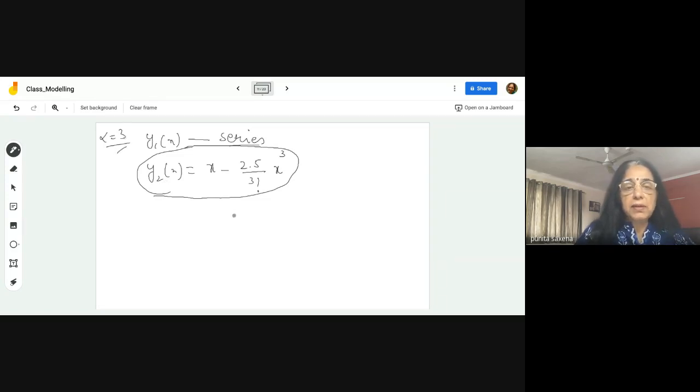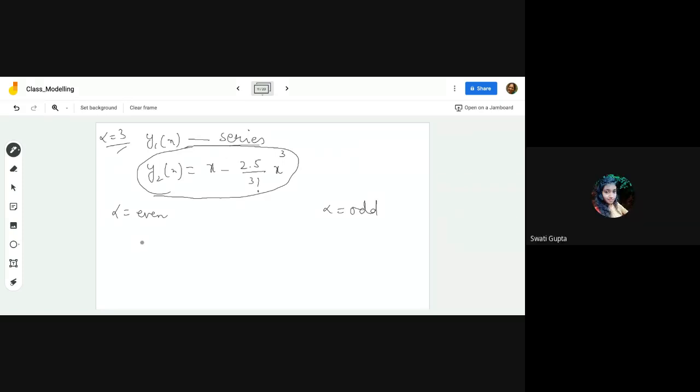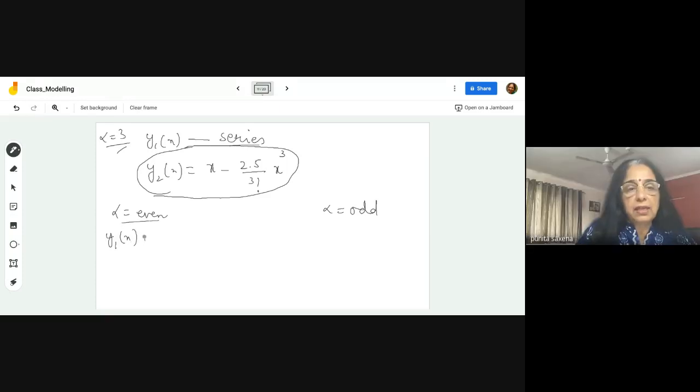Now, can you see the behavior? When alpha is even or when alpha is odd? What is happening when alpha is even? y2 is not a series; y1 is a polynomial. So when alpha is even, y1(x) is a polynomial. And what is the degree of those polynomials?